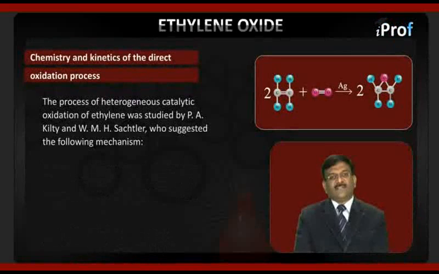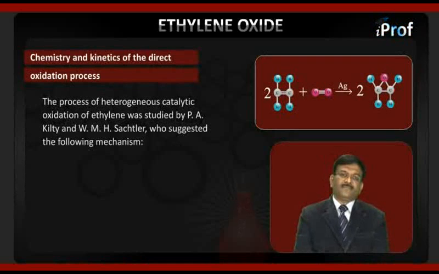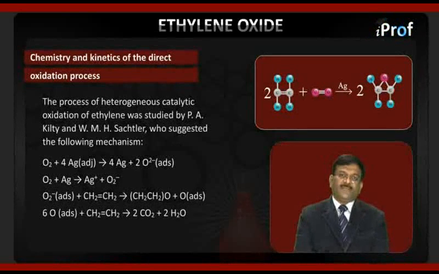The process of heterogeneous catalytic oxidation of ethylene was studied by P.A. Kilty and W.M.H. Sachtler, who suggested the mechanism: O2 + 4Ag gives 4Ag+ + 2O2-. O2 + Ag gives Ag+ + O2-. Now O2- + CH2=CH2 gives CH2CH2O + O. Now 6 O's + CH2=CH2 gives 2CO2 + 2H2O.